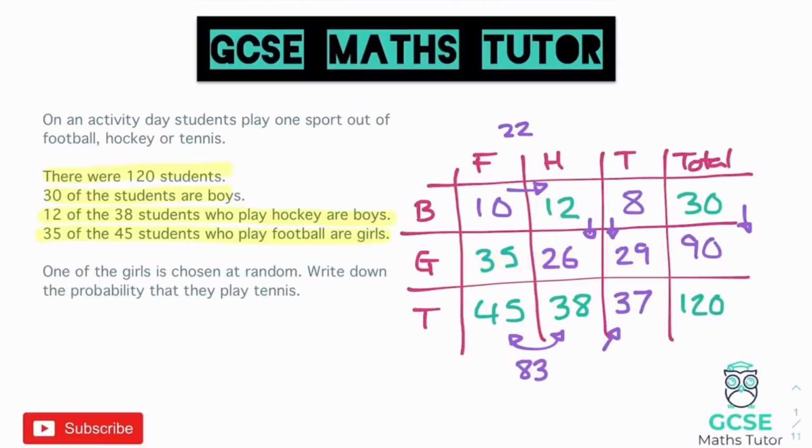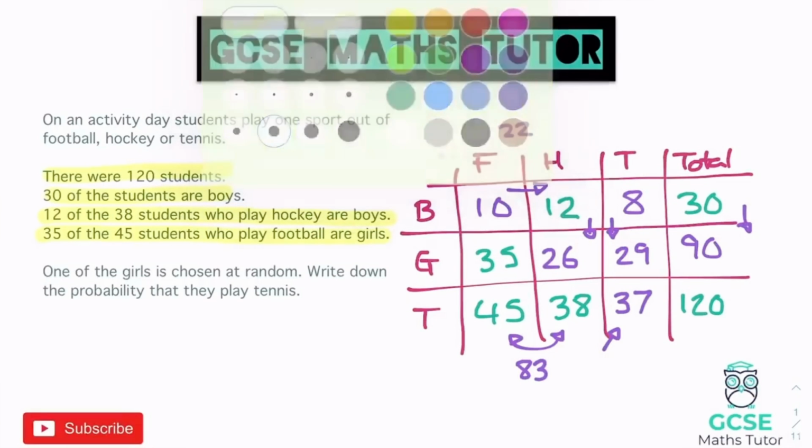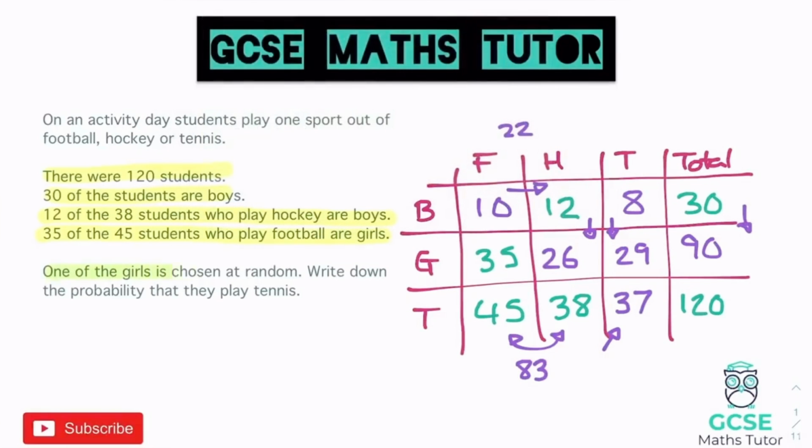Right, there we go. So that's our table filled in. And then let's have a look. It says one of the girls is chosen at random. Okay, so one of the girls is chosen. Write down the probability that they play tennis.